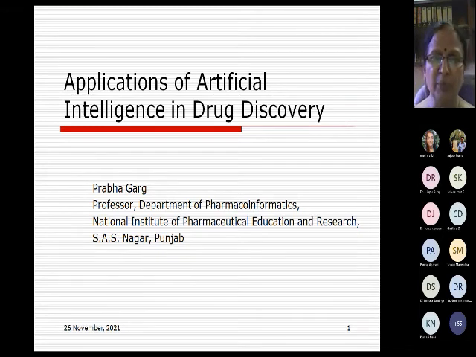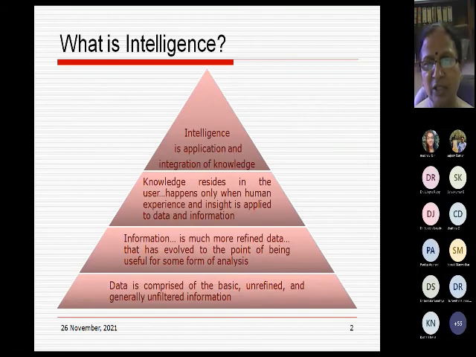To start with, when we are talking about the application of artificial intelligence, let us talk about what is the intelligence we are talking about. Normally you compile lots of data. This data is comprised of basic, unrefined and generally unfiltered information. All of you are using e-commerce or banking or other applications. Each one of these transactions is basically raw data, which does not give you any useful or interpretable information. But when you compile all the transactions related to some application, it gives you information. Information is much more refined data that has evolved to the point of being useful for some form of analysis. So when you compile multiple raw data to extract some interpretation of that, that is known as information.